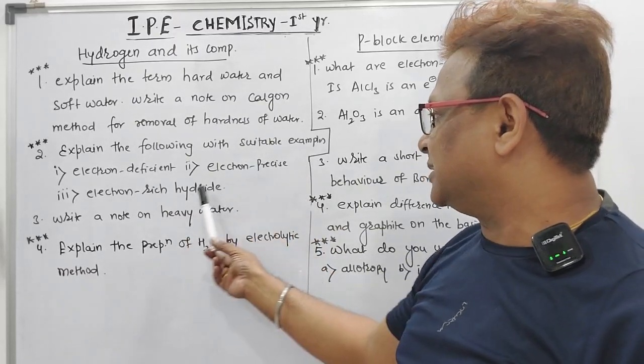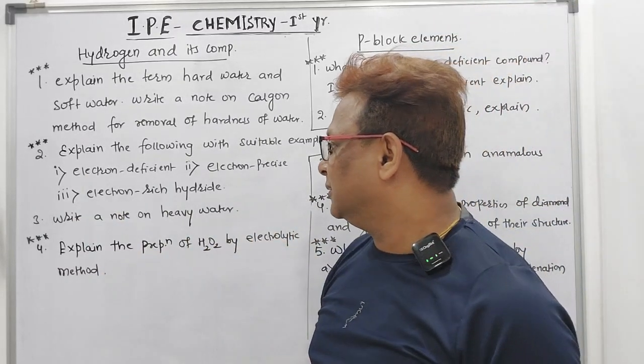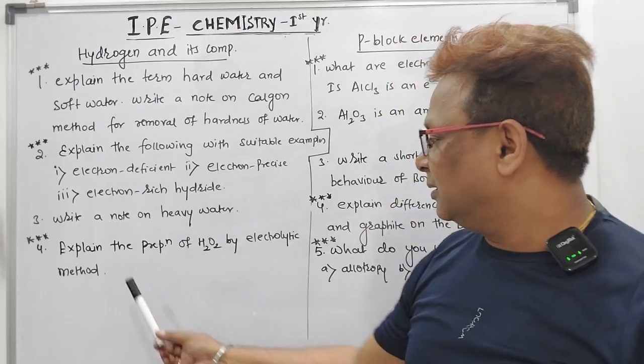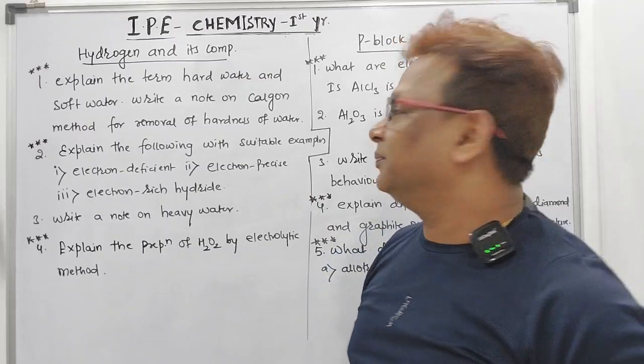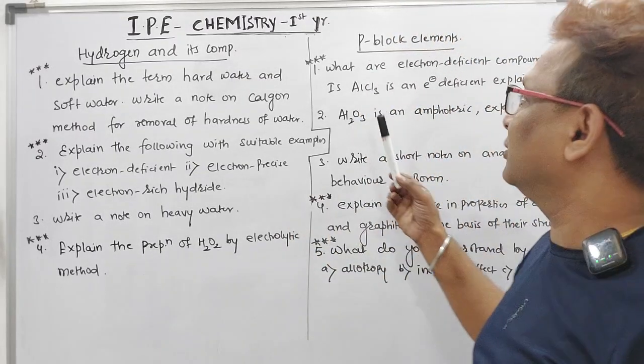Explain the following with suitable example: electron deficient, electron precise and electron rich hydrogen. Important. Write a note on heavy water. Explain the preparation of H2O2 by electrolytic method. Very important. Then here, the P block.